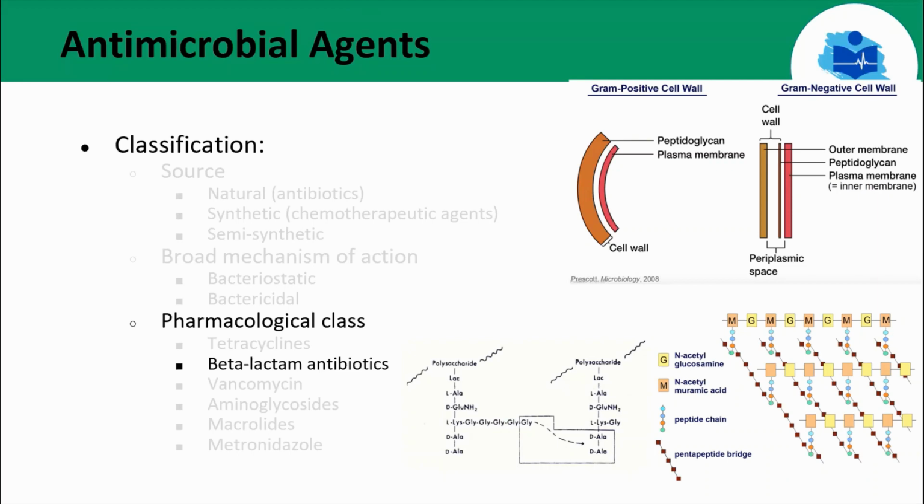Gram-positive bacteria have a cytoplasmic membrane and a cell wall that consists of a thick peptidoglycan layer. Gram-negative bacteria have a cytoplasmic membrane, also called an inner membrane, and a cell wall that consists of a thin peptidoglycan layer as well as an outer membrane. Between the inner membrane and the outer membrane is a periplasmic space. All true bacteria have a cell wall, which contains peptidoglycan, which gives the cell wall rigidity.